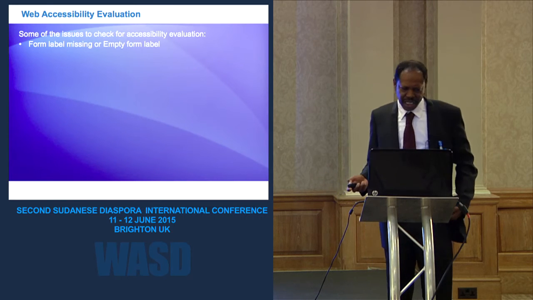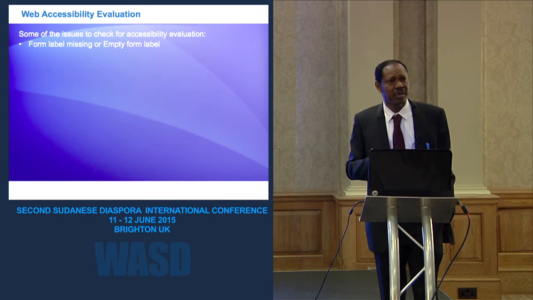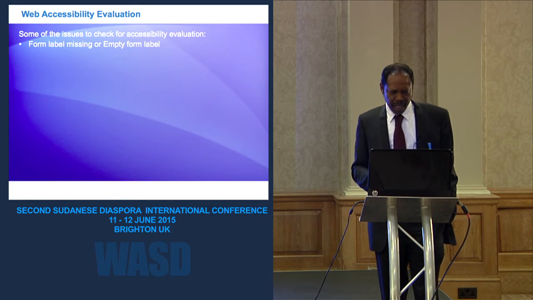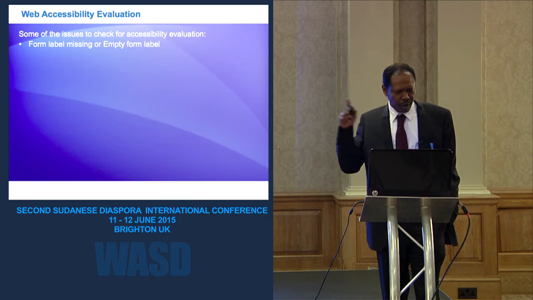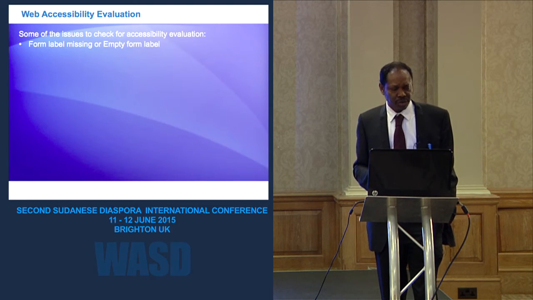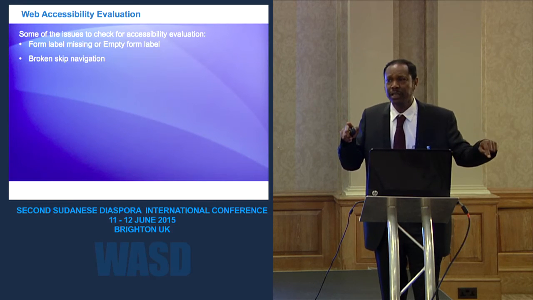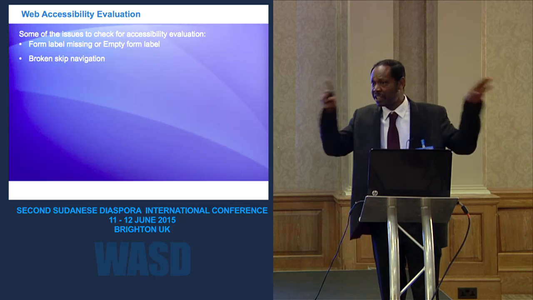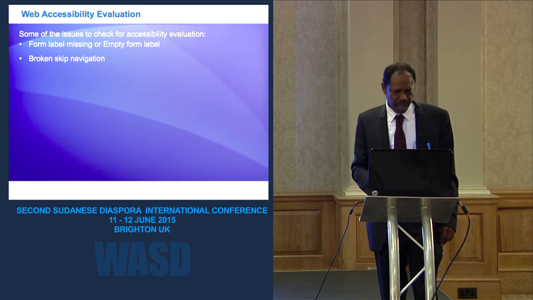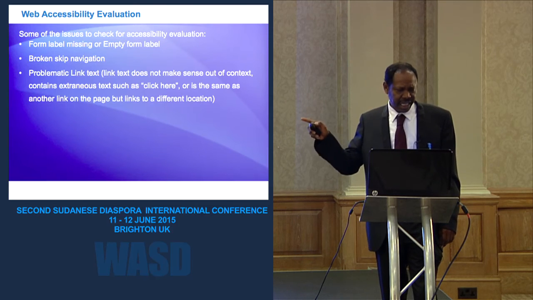Web accessibility evaluation. After we test the website using these tools, we find out when forms are missing or labels are empty, those are the problems, and also a broken skip navigator. Sometimes they ask you to press F1 or press a key to skip the navigator at the top, so this is missing as well, or broken. And also link text like "click here" is a problem.